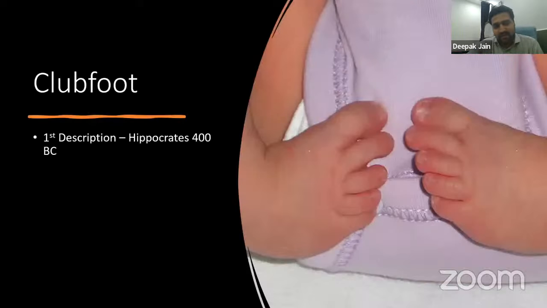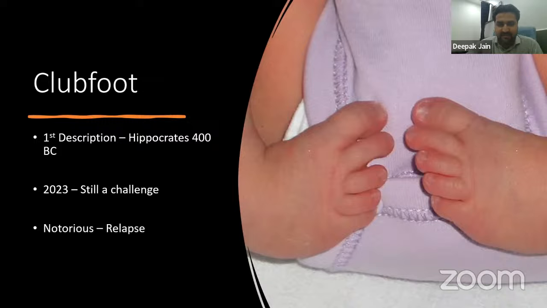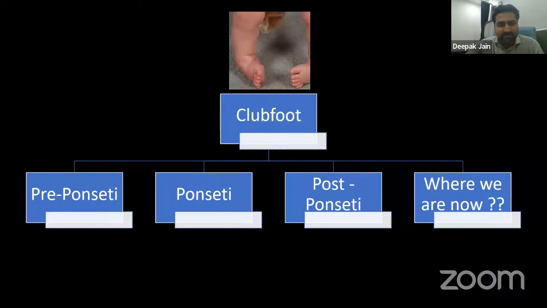So clubfoot, as described by Hippocrates in 400 BC, even today in 2023, it still appears to be a challenge for most pediatric orthopedic surgeons because of its notorious tendency to relapse, despite whether it has been managed with conservative or operative means. So the clubfoot management can be divided into four eras: the era before Ponseti, an era during Ponseti, and later on post Ponseti, that is the prodigies of Ponseti, which took the Ponseti technique ahead, and then where we stand today.